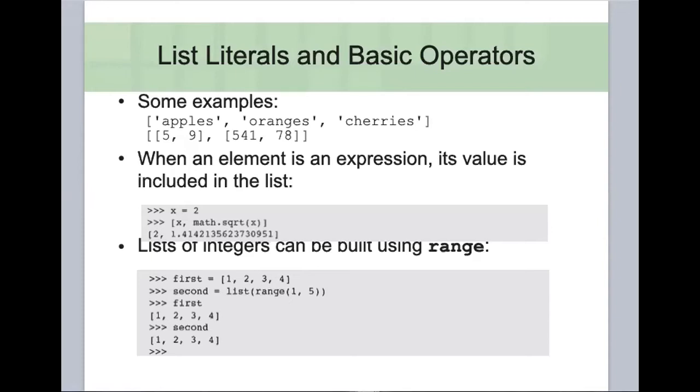So keep in mind, a list of integers can also be built using the range and list functions. You have two lists here, let's say first and second. First is just a list of numbers. Then you have second, which is going to be a list with a range operator in there. So you can see the range could be associated with that.